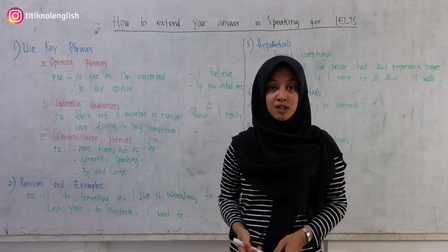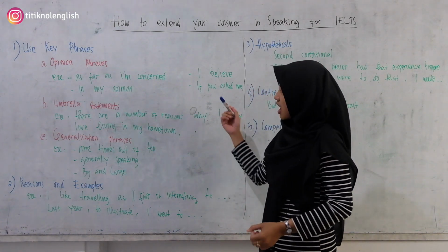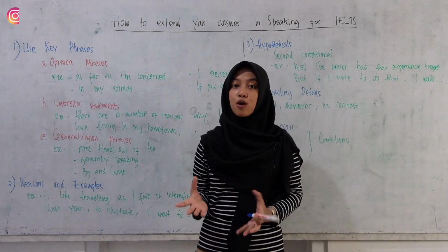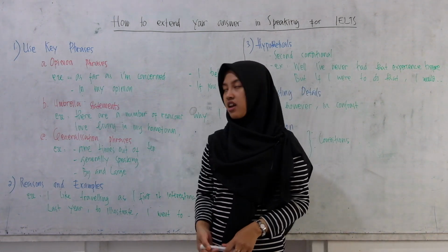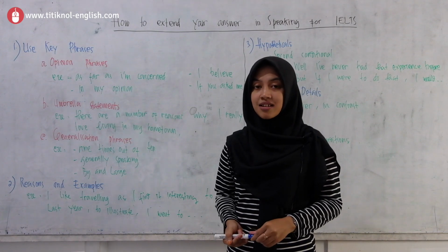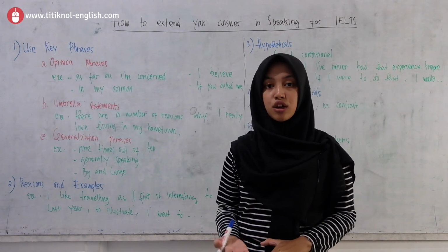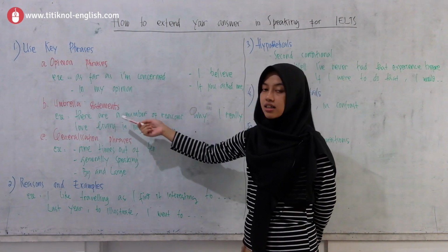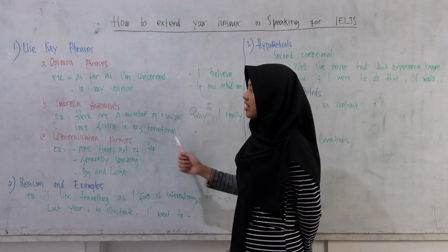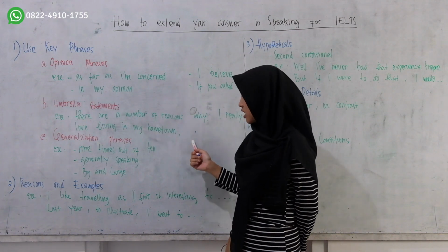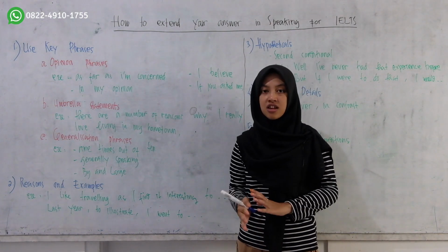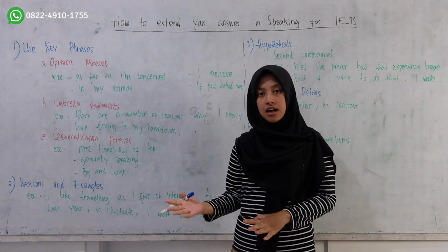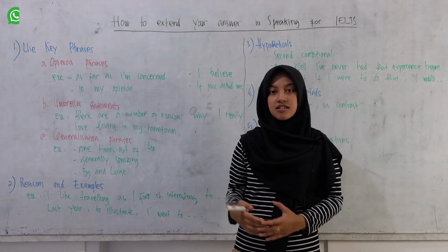What are umbrella statements? Umbrella statements are phrases that actually summarize all the ideas that you are about to say. For example, when you are asked about some reasons why you love to live in your hometown, you may answer it by, there are a number of reasons why I really love living in my hometown. And then after this, you may use some cohesive devices like, firstly, it is because and so on. And then secondly and finally, something like that.